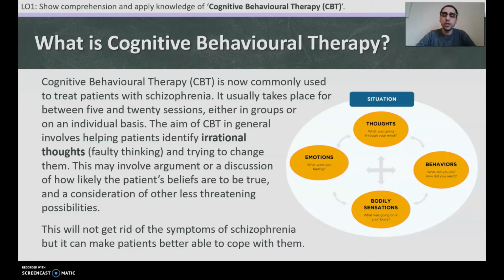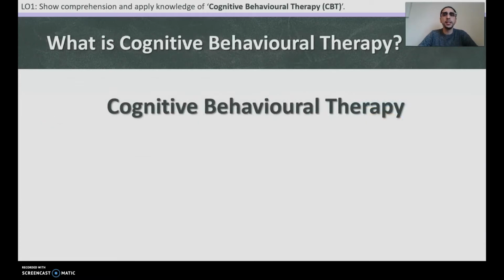If they have an irrational thought and think someone's trying to kill me, it's to challenge those thoughts. Right, think about it. I know I deal with schizophrenia. Is it likely that maybe this is one of my symptoms and maybe someone isn't trying to kill me and it's possibly an irrational thought? Yeah, that does make sense. And it's a way of getting rid of that and challenging those irrational thoughts or that faulty thinking.